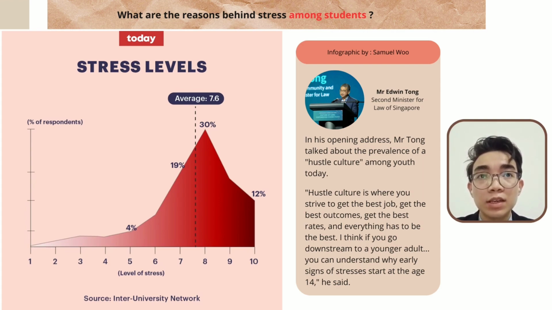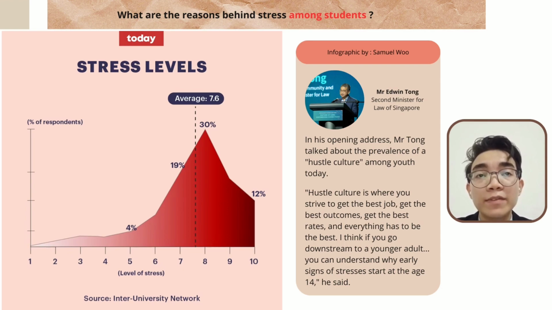So then we move on to the next chart, which is the line chart. As you can see, I have displayed the line chart indicating the stress level among students. And also I have listed what Mr. Edwin Tong, who was the Second Minister for Law of Singapore, said. Okay, so I will read it to you. I picked it from the article.